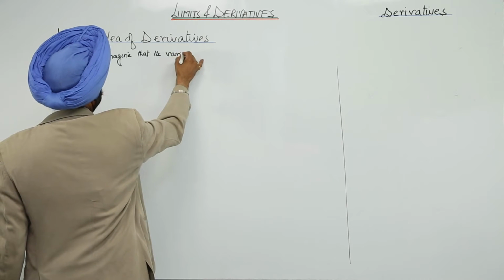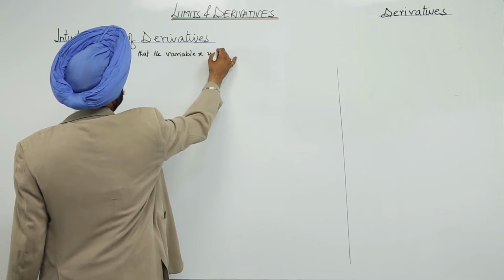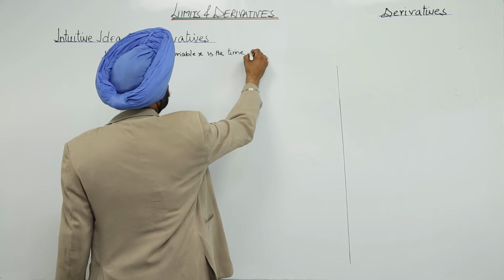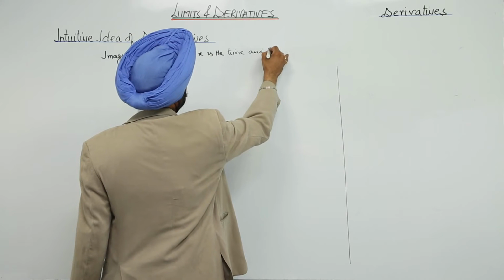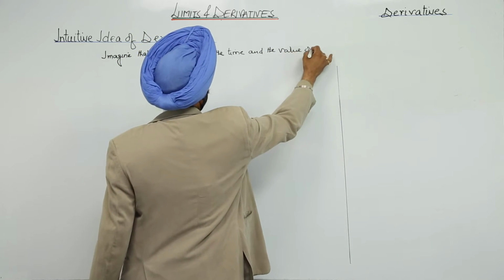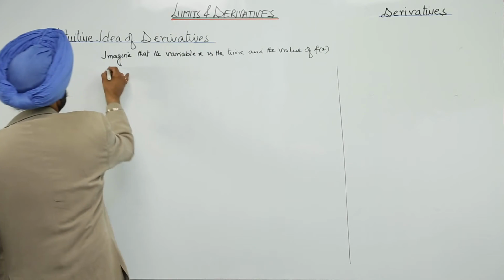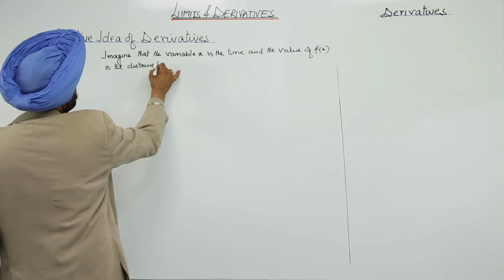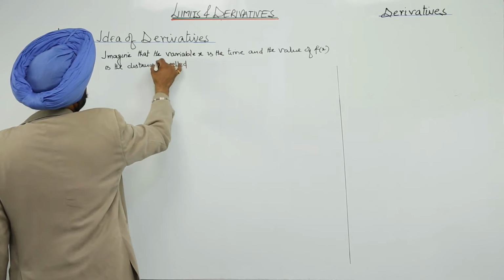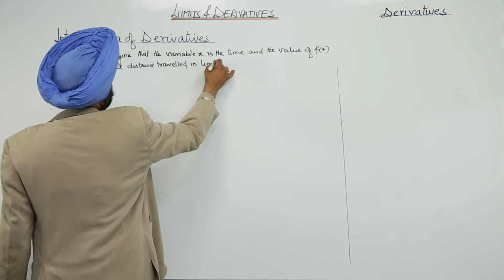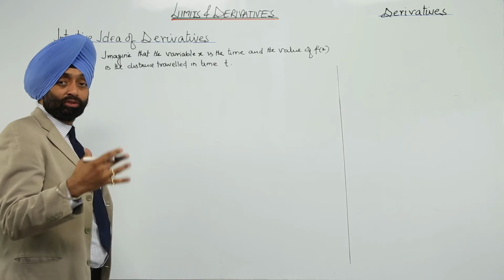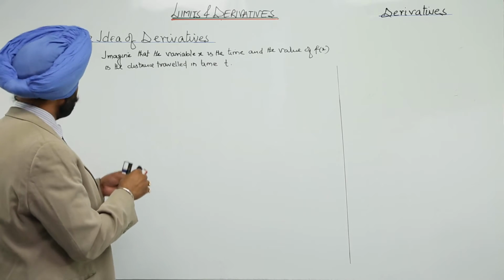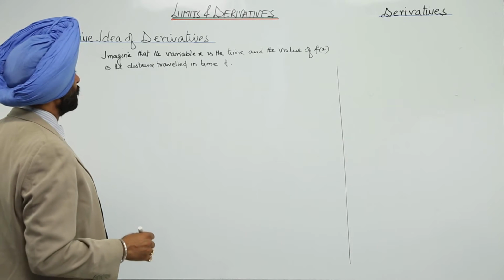Now imagine that the variable x is the time and the value of f(x) is the distance travelled in time t, okay. Now let us imagine that the variable x is the time and the value of f(x) is the distance travelled in time t.